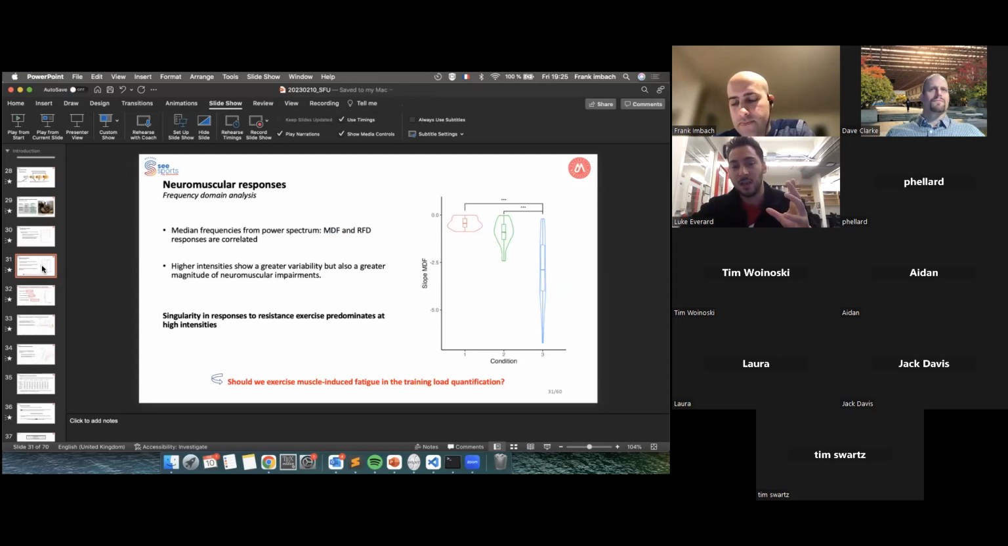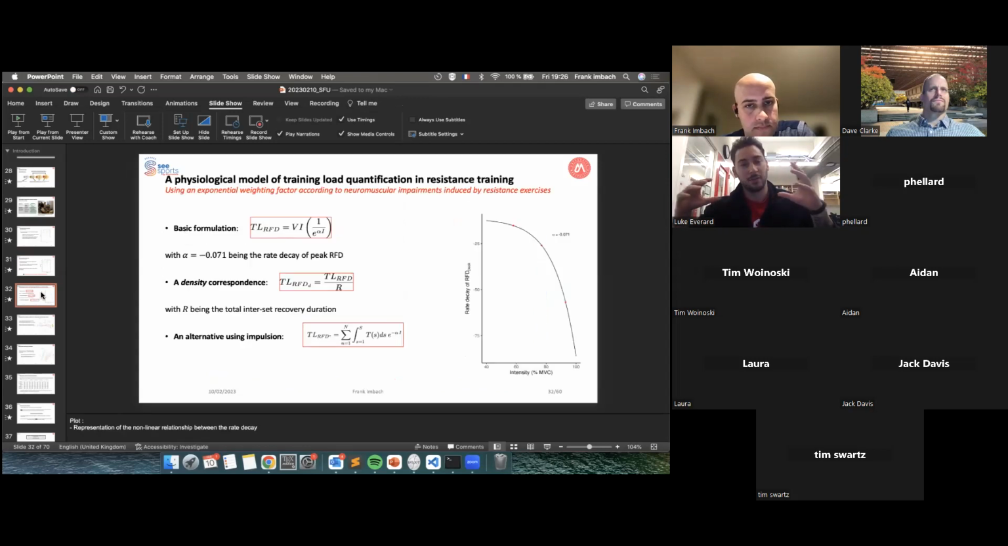that measures the overall net change of moving the external load, and how the power output or change in force of the barbell moving, or the dumbbells, or whatever the equipment is, would reflect more systemic neuromuscular fatigue.